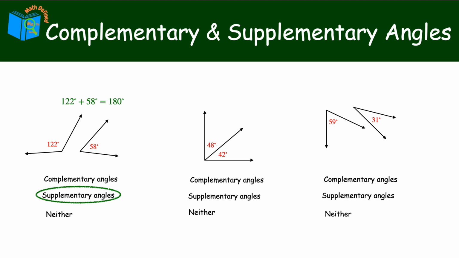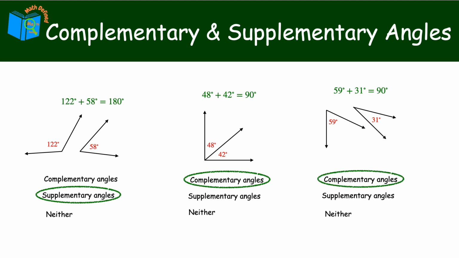Example 2 has a pair of adjacent angles. Let's find the sum of their angles. 48 degrees plus 42 degrees is 90 degrees. So these two angles are complementary. Example 3 has two separate angles again. Let's see what the sum of their angles are. 59 degrees plus 31 degrees is 90 degrees. So they are also complementary angles.